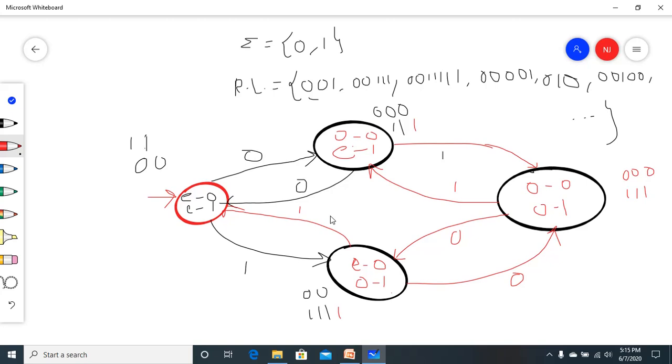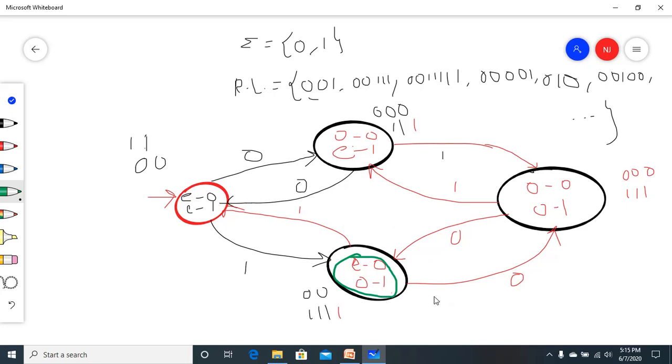So in that, which is our final state now? Our final state is even number of zeros and odd number of ones. Where is even number of zeros and odd number of ones? Here it is. This state is now our final state.